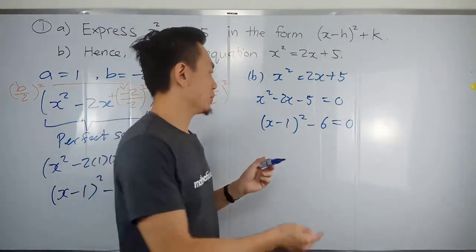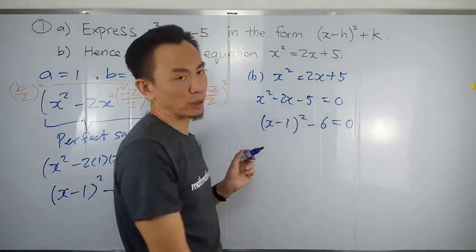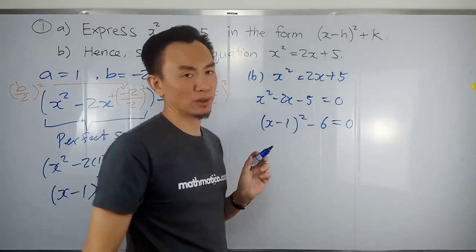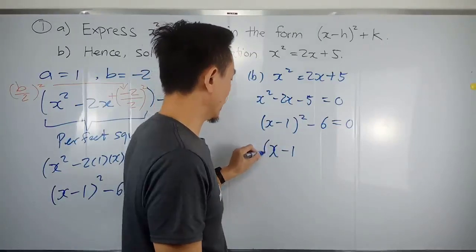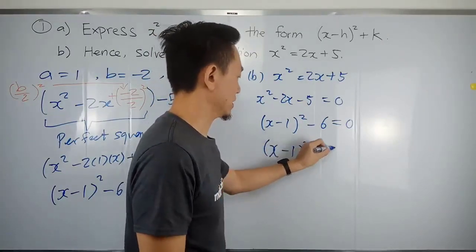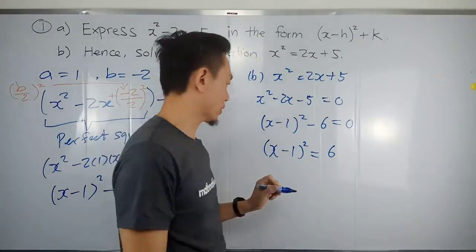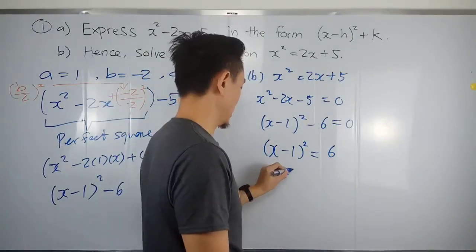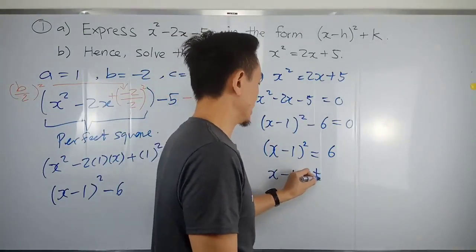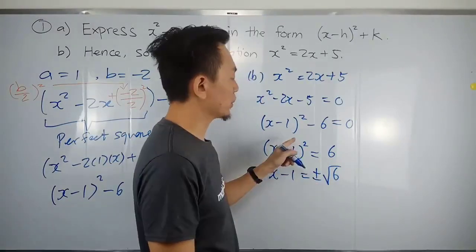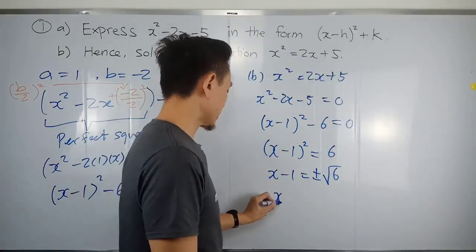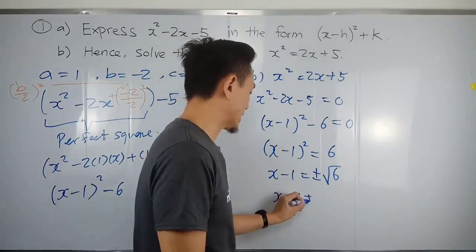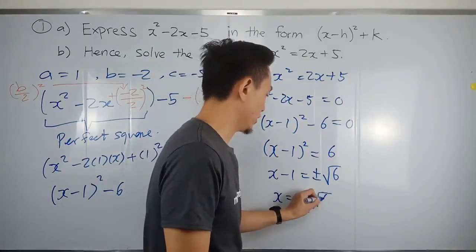Then it's going to be easy. We're going to bring the 6 over, square becomes square root across, and then minus 1 bring over becomes a plus 1. Okay, so (x minus 1) squared is equal to 6. What we do is actually to square root both sides, giving plus minus square root of 6. Then finally move over the 1, x is equal to 1 plus minus square root of 6.